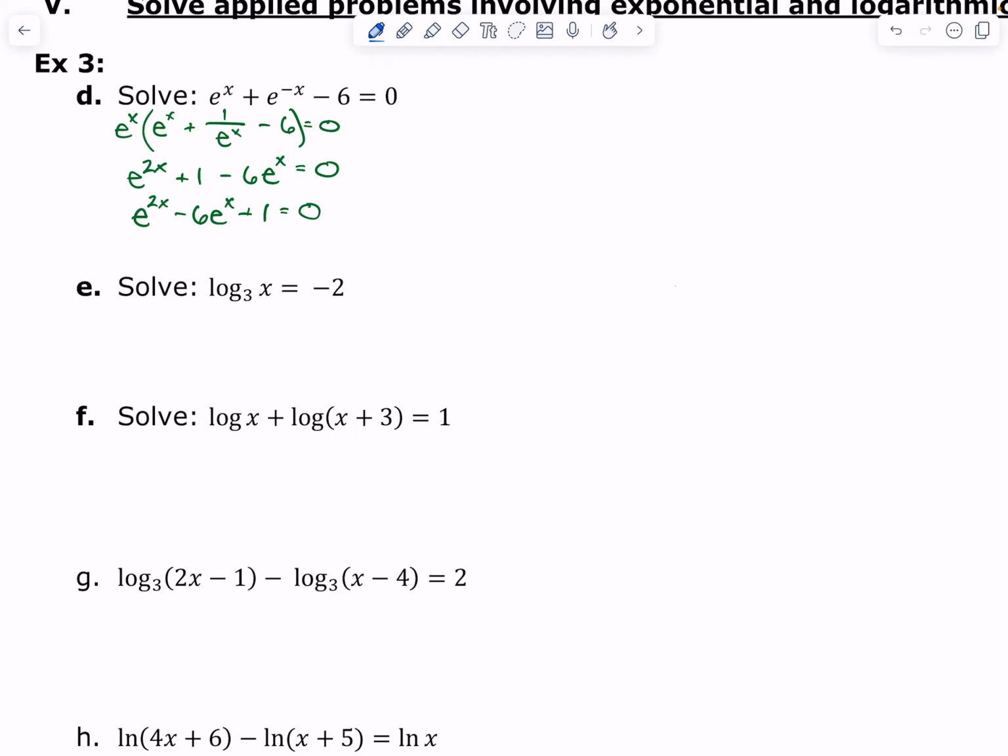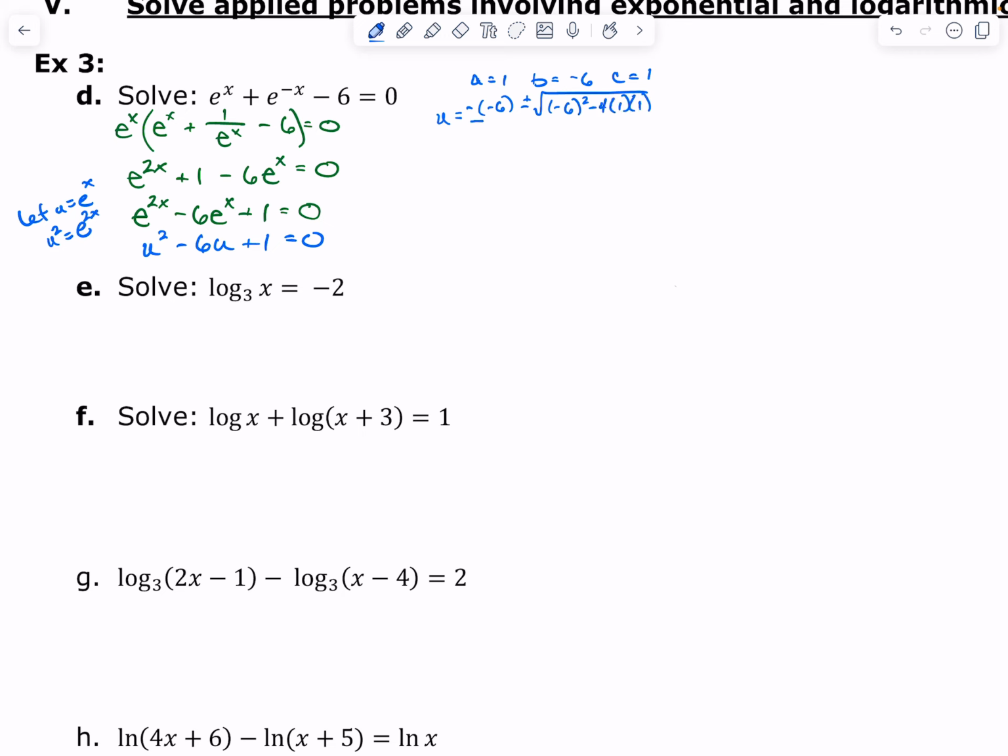So if it helps, e to the x times e to the x is e to the 2x. This becomes u squared minus 6u plus 1. Okay. Now, I am writing this in blue because we have to be careful when we solve this that we don't think just because we got an answer, that's the answer to our original equation.